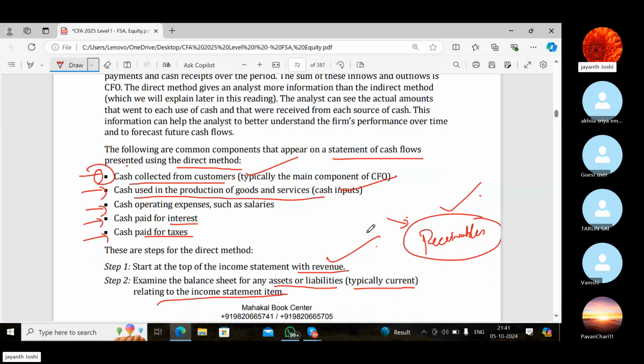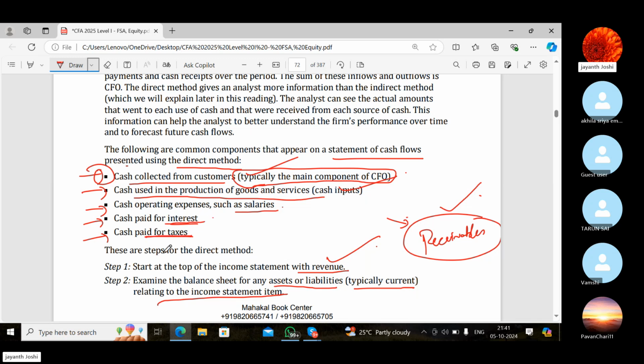First, you need to find out the cash collected from customers. This is an inflow, a very important component of cash flow from operations. Then you need to calculate cash used in the production of goods and services. This is the cash outflow. Then cash operating expenses such as salaries, rent, etc. Then cash paid for interest, that is the finance expense.